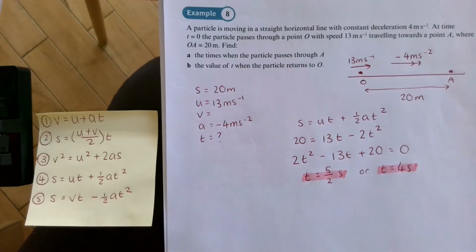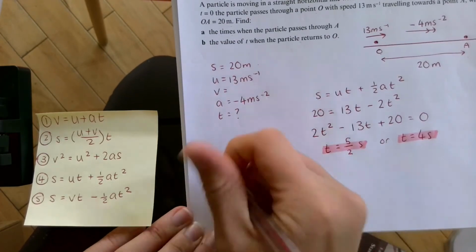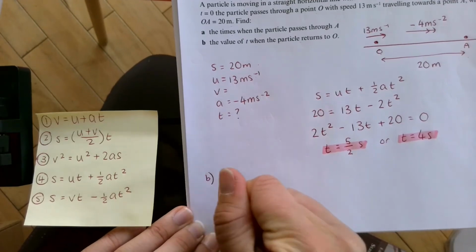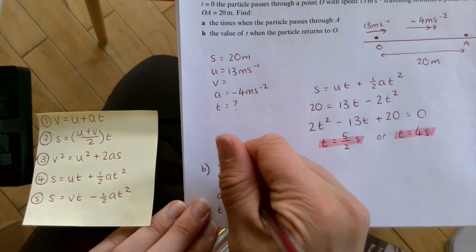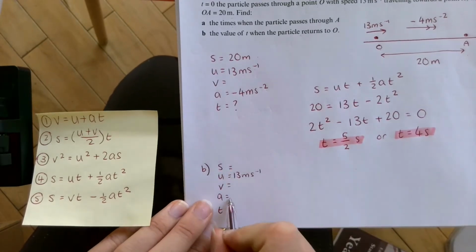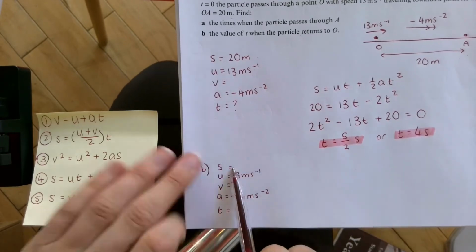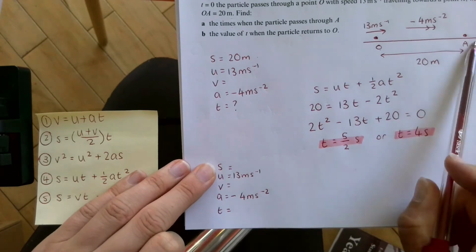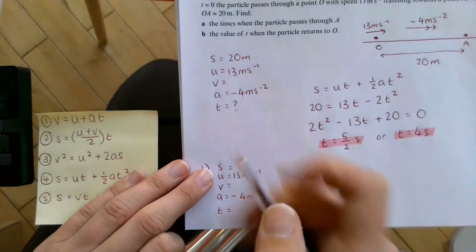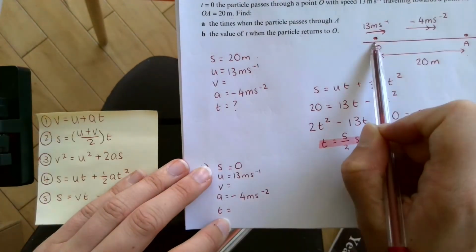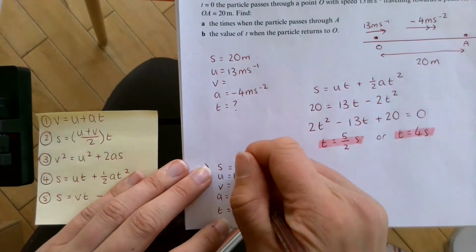Part B asks for the value of t when the particle returns to O. Now, for part B, I'm going to need to write out what I know again, because some things have changed. This time, the initial velocity is still 13 meters per second. The acceleration is still negative 4 meters per second squared, but the displacement isn't 20 meters. I'm not interested in point A anymore. I'm interested in when it's back to point O. And that will be when the displacement is 0, because it hasn't moved relative to its original position. It has gone out and come all the way back again, but the displacement is therefore 0 meters.